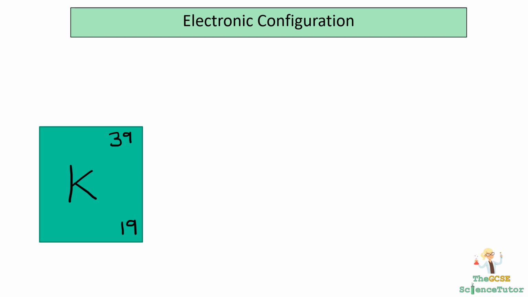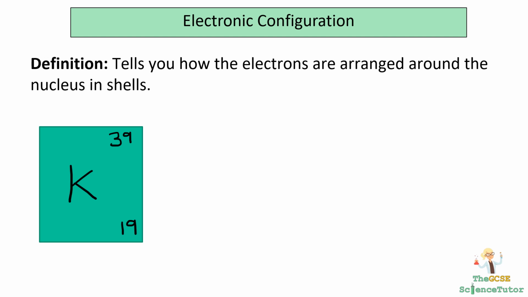Electronic configuration. As the name suggests, this tells you how the electrons are arranged around the nucleus and shells. So first of all, we need to remind ourselves that this has 19 electrons in an atom of potassium. So let's just jot that down. When we are drawing the electronic configuration, write the symbol of the element in the middle to represent the nucleus. We can draw a shell by simply drawing a ring. The electrons are represented by crosses, which I'm going to do here in a different colour.